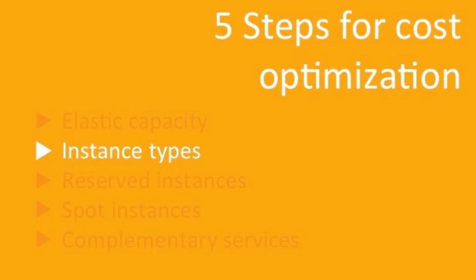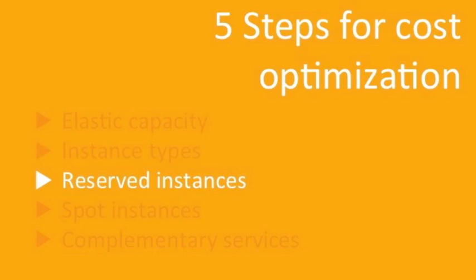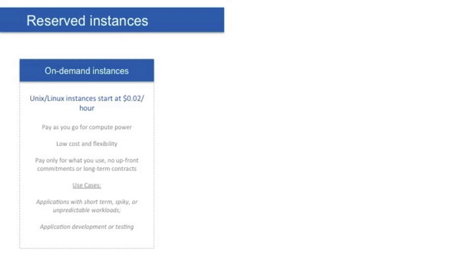Okay, so that's instance types. I promised I'd talk about reserved instances because these are a really important billing mechanism for helping you contain costs. So let's just be clear on how they work and what they do. So we have on-demand instances.